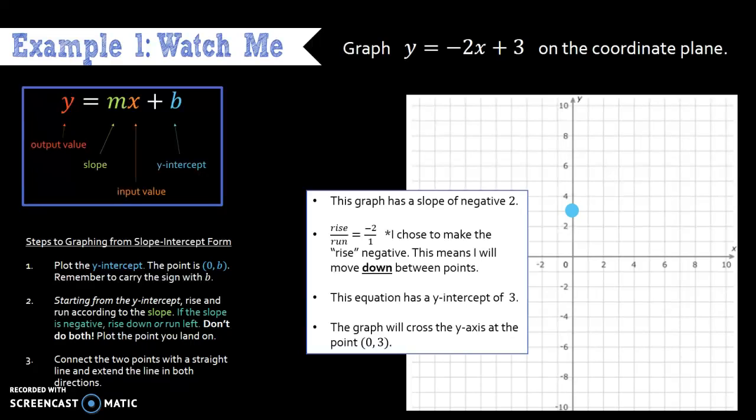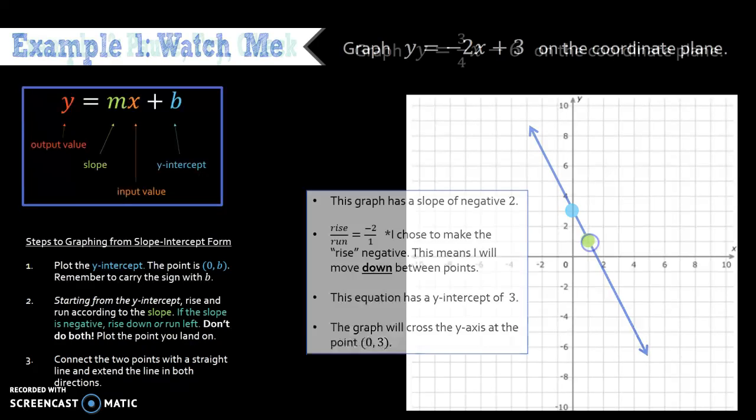Now starting from this point, I'm going to rise negative 2. Let's follow the cursor down 1, 2, and I'm going to run 1. So right here where I'm pointing, we're going to have another point pop up. Those are the 2 points that make this line. All you ever need is 2 points to make a straight line, and then just draw a line that passes through them with arrows on both ends.